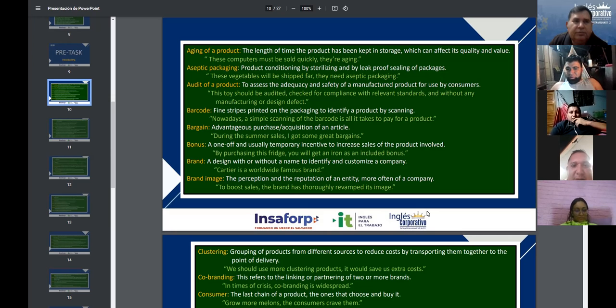Okay. This story should be authentic, I don't know. Check for the complaints with relevant standards and without any manufacturing or design defect. Relevant standards. Relevant and without any manufacturing or design defect. Okay.